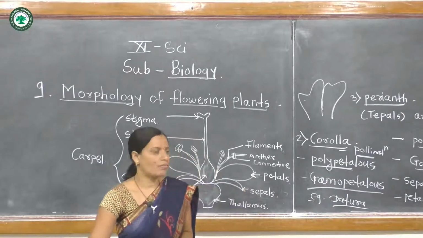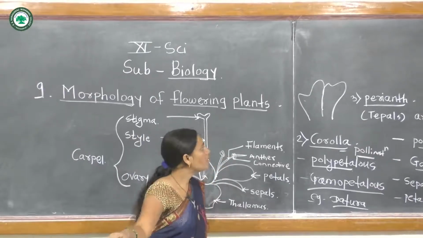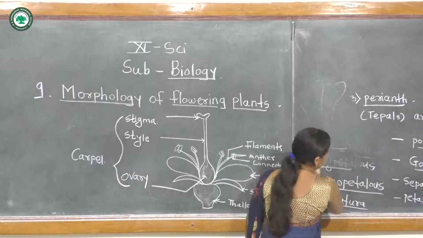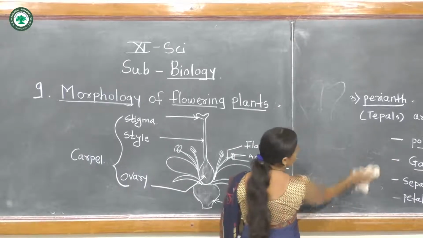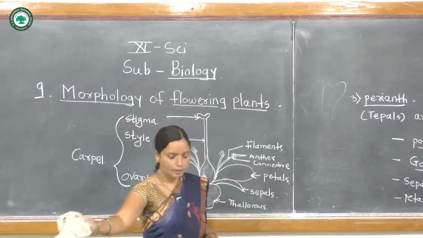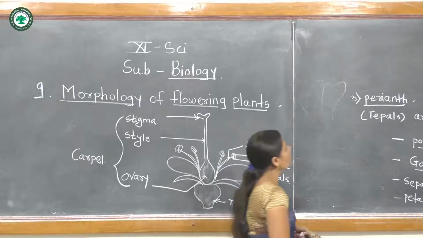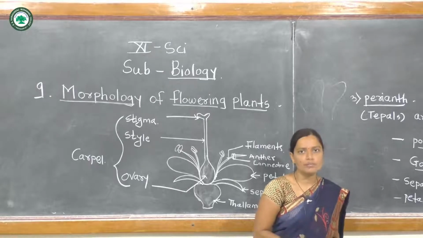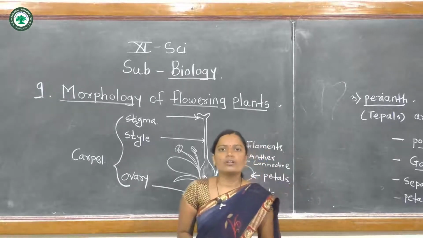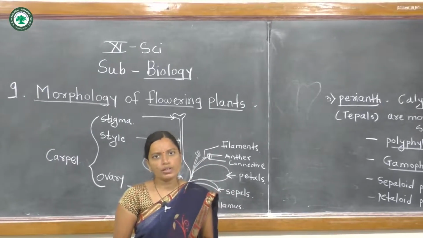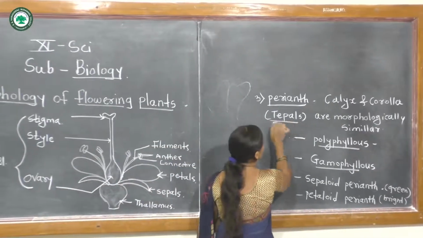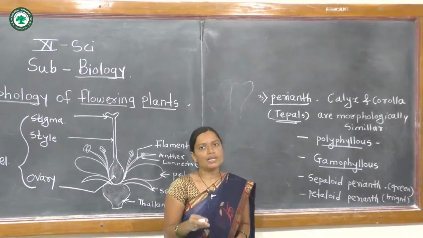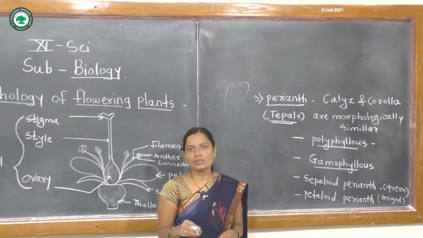Now the next part of the flower is the perianth. The third part of the flower is the perianth. The perianth is known as the calyx and corolla when they are morphologically similar in some flowers. This is called the perianth, and individually the perianth parts are called tepals. The perianth is one of the important parts of the flower, because in some flowers the calyx and corolla cannot be distinguished.